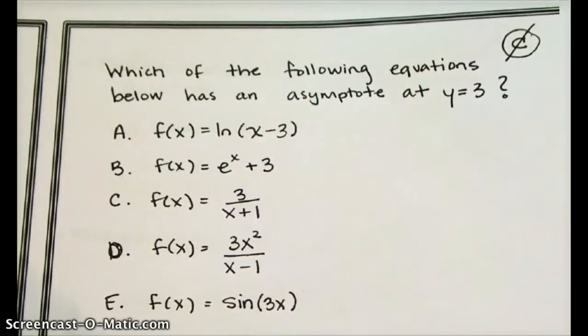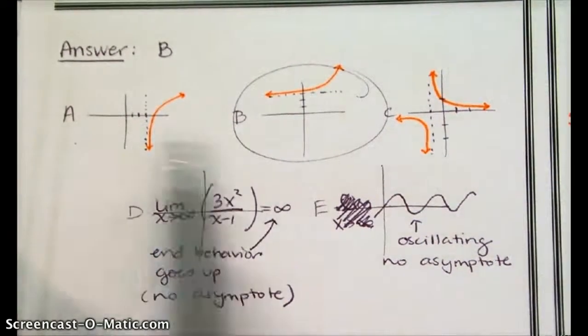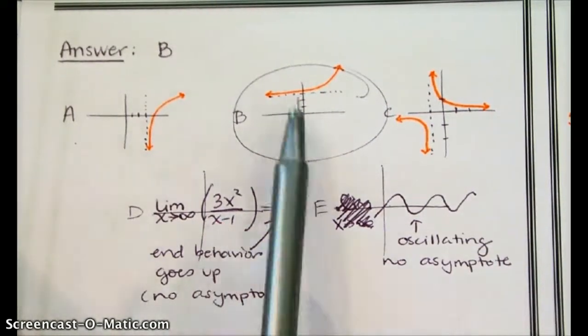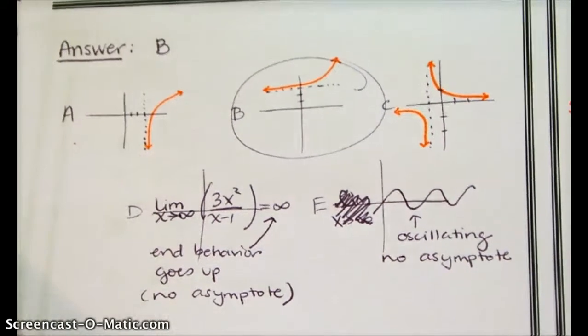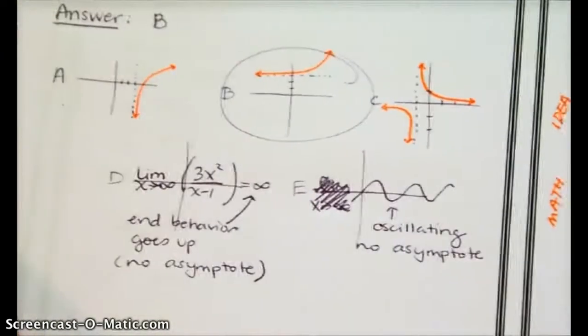Great, and here's the answers for this one. Notice how I sketched out 3 of them, and then I actually had to think about the limit for D. But B was just a shift up right there from your exponential function if you see it. Great, let's move on to number 5.